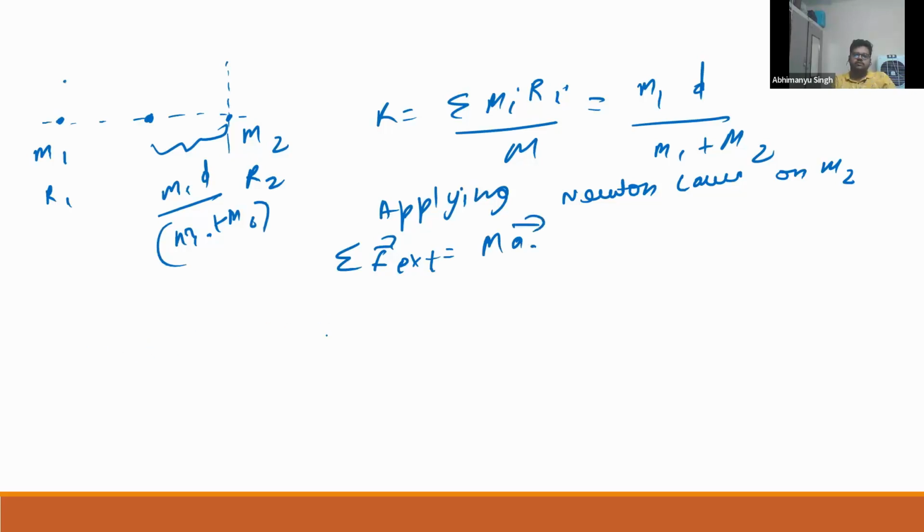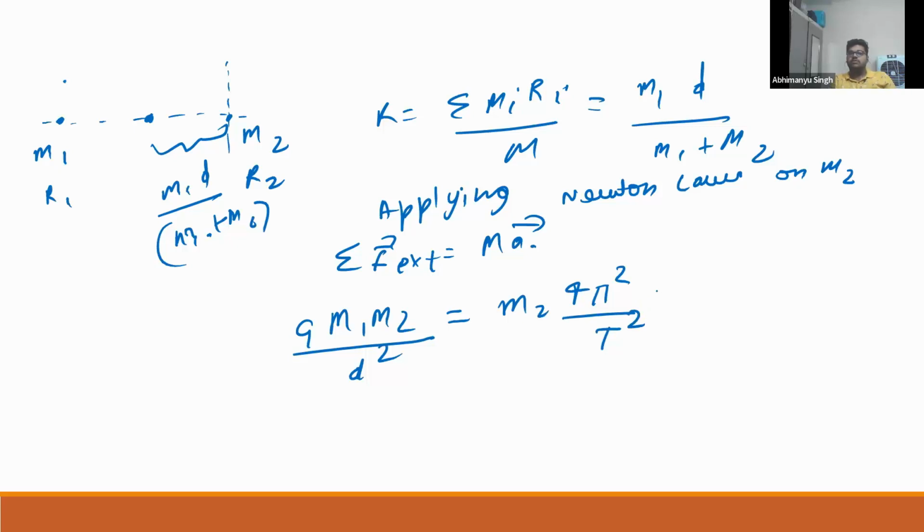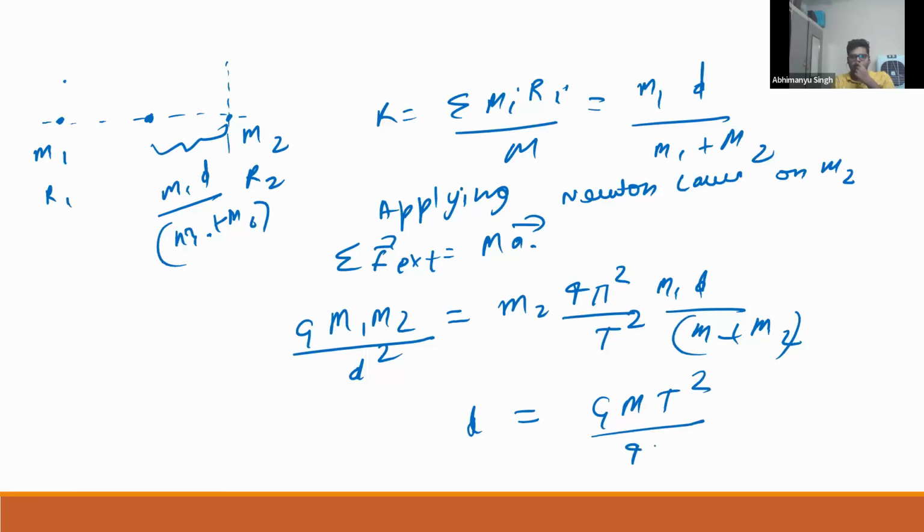So what is the force? Force is G M1 M2 by D square. What is the expression? M2 omega square, which is 4 pi square by T square, into R, which is the distance from the center. So it is M1 D. This is the same thing I have just done. On solving this, we came out with T square equals 4 pi square D cube by G M.